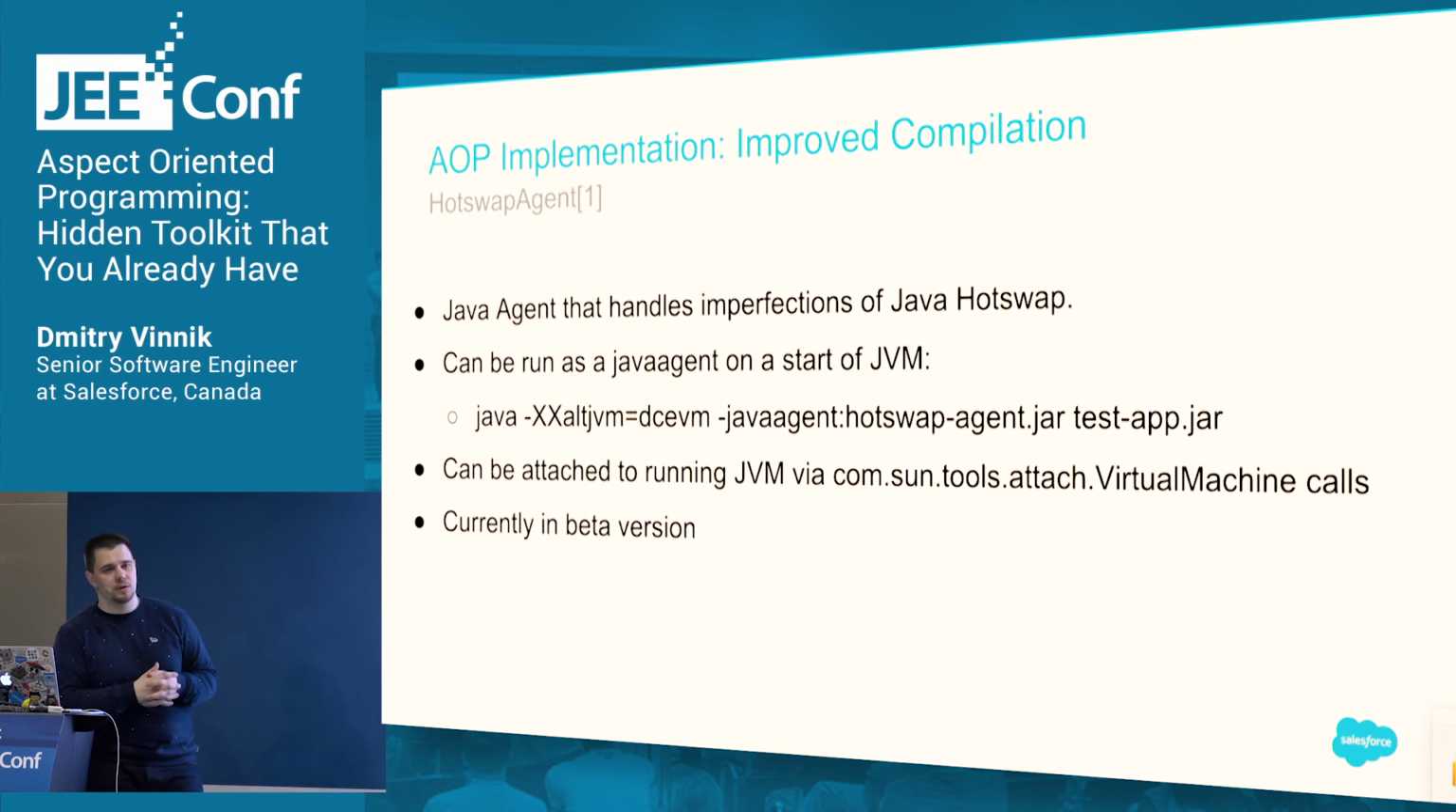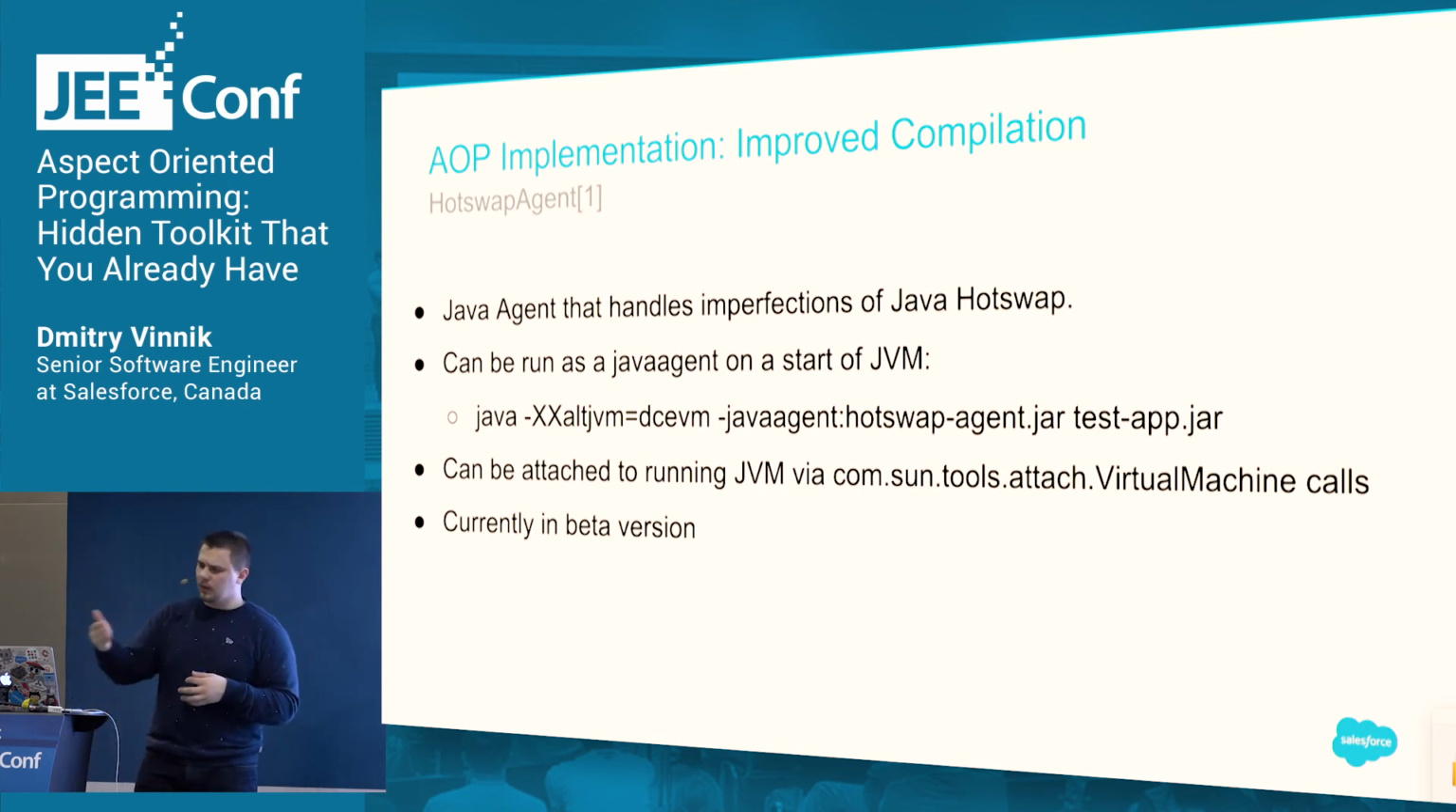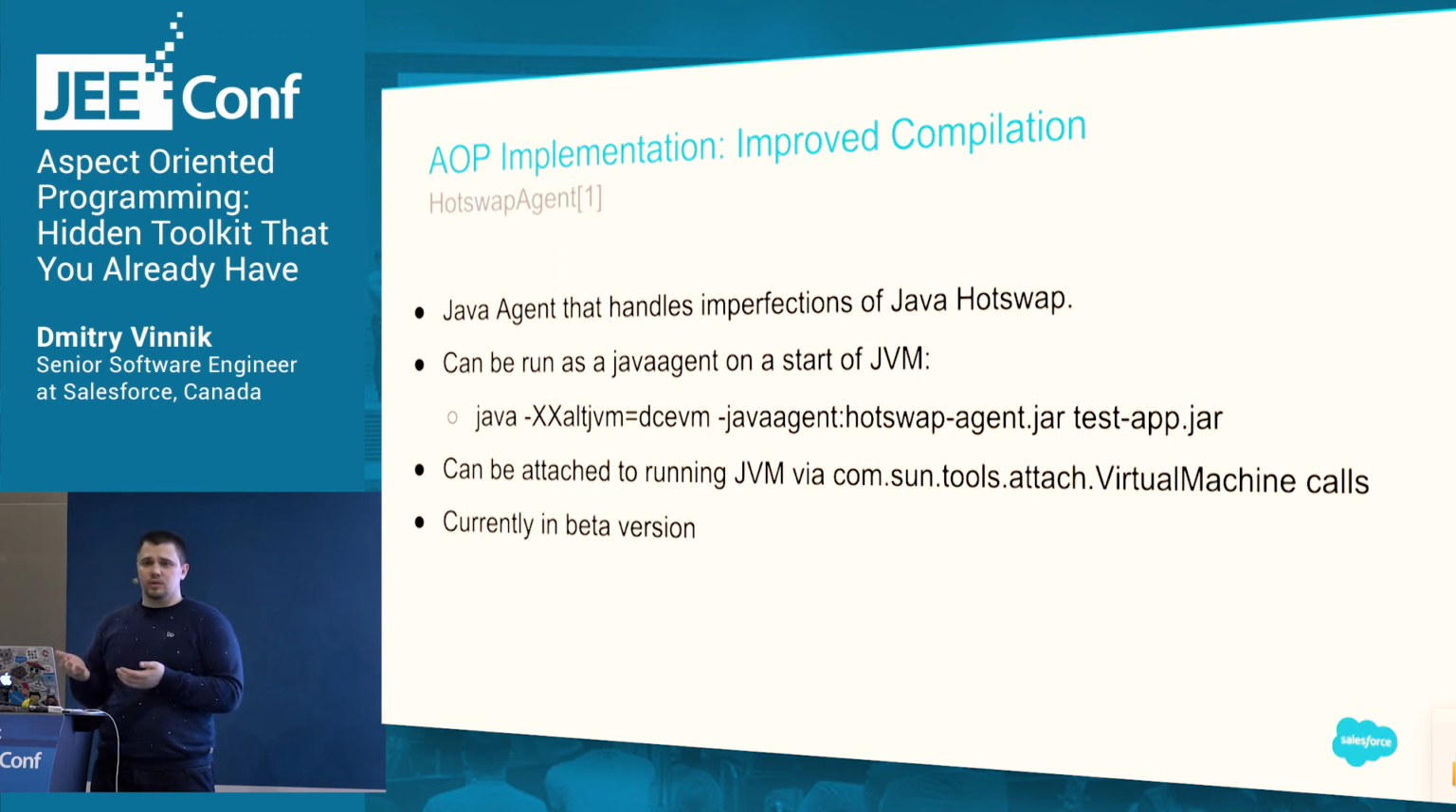And so this is where those AOP-based Java agents come into play. The hot-swap agent that I'm mentioning here is still in beta, but the idea is simple: it's a Java agent that you pass as an argument, and it basically helps you handle those imperfections by, again, using instrumentation, most likely similar to what JRebel does with their implementation of having a proxy on top of a regular class.